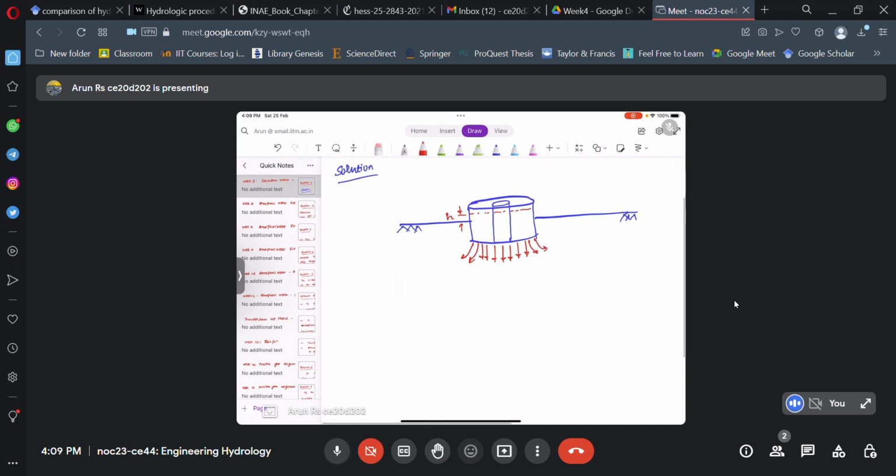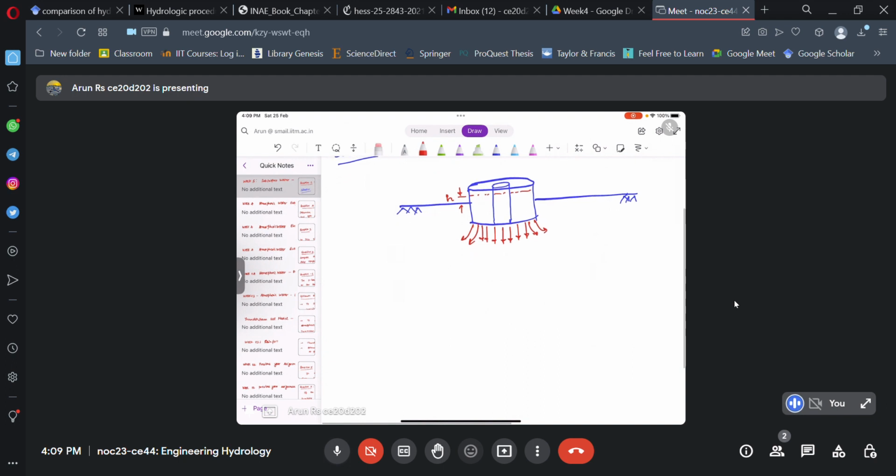We use the double ring infiltrometer test so that the assumption that we make while deriving most of the infiltration equations, that the water moves vertically downward, holds. So we are not considering the lateral flow of water. In the central region, in this particular region, the water moves vertically downwards.